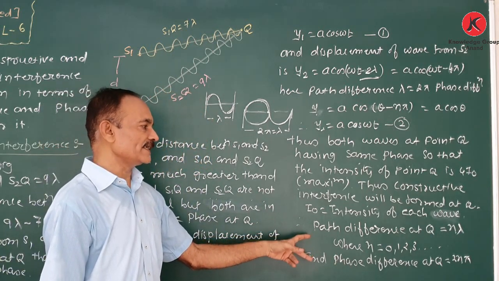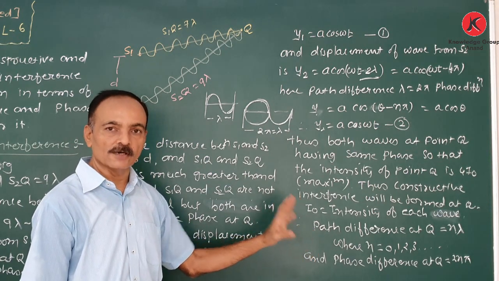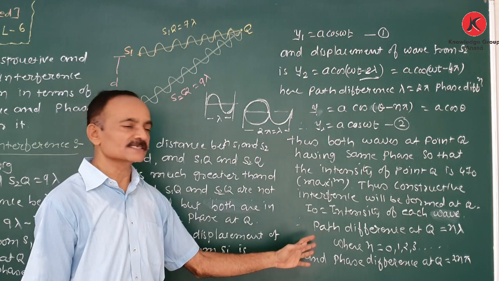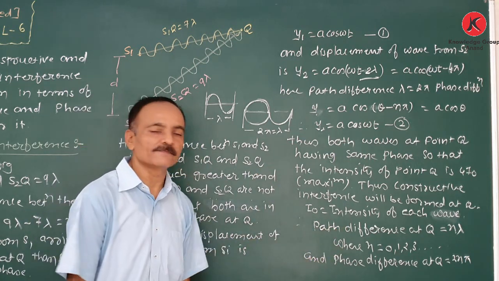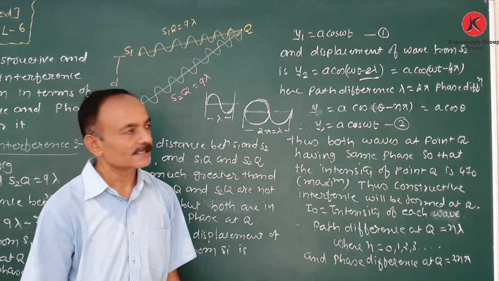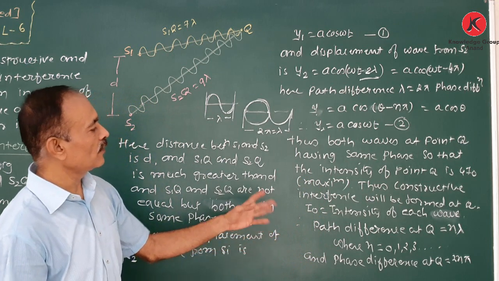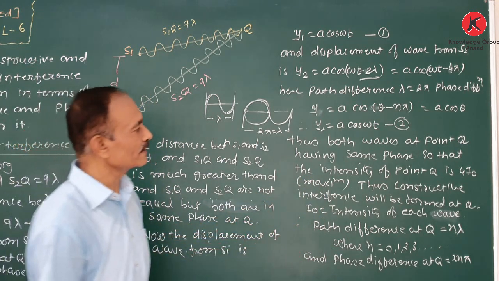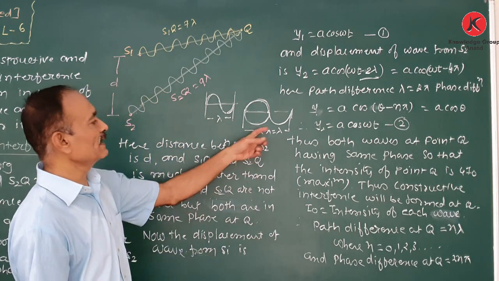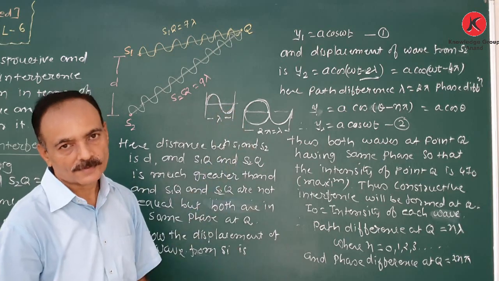Now, after that, we write down the condition for path difference and phase difference for constructive interference: path difference n lambda and phase difference 2n pi. Okay. Now keep in mind this: why lambda corresponds to 2 pi, and what lambda is.